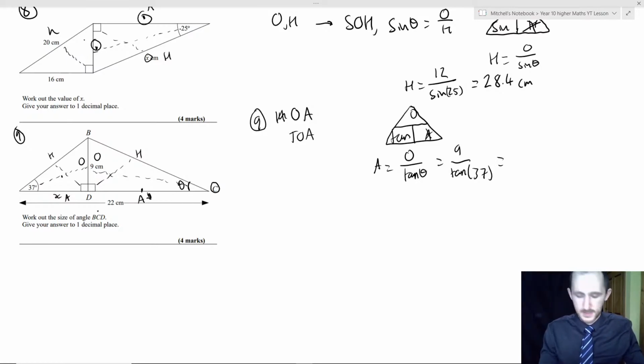So again, let's do this. 9 over tan 37 gives me 11.9 centimeters. So if I know that this side's 11.9 centimeters, then this other side should be 22 minus 11.9 centimeters, which is 10.1 centimeters. Okay?